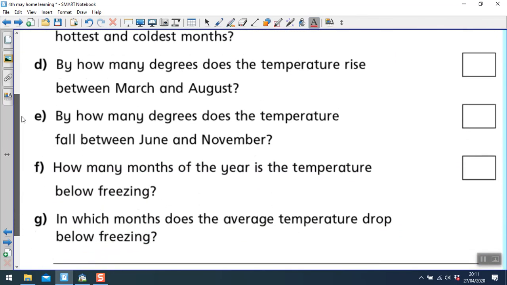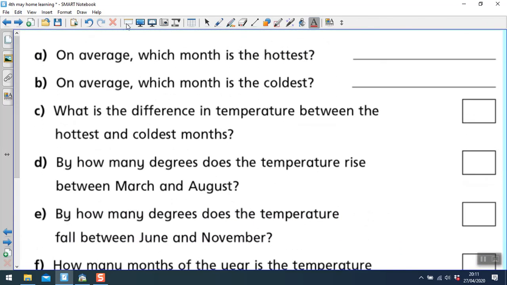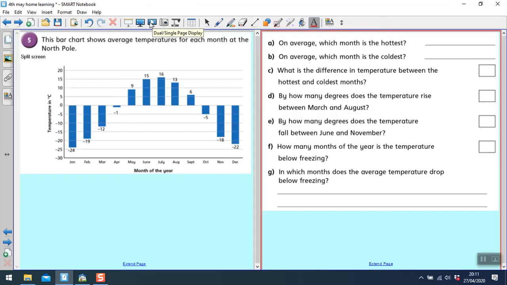And here are some questions to work out. What I'm going to do is split the screen so you can see both. Pause the video and have a go at working out the answers to each of those questions.